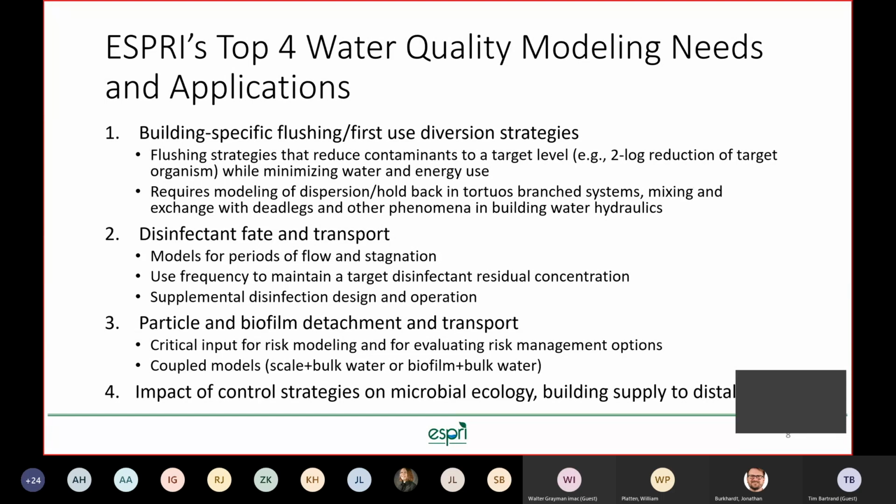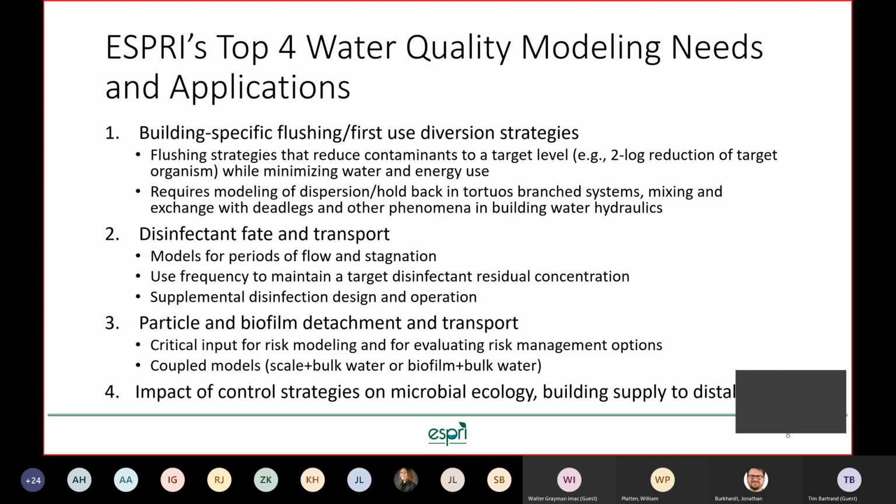There's a desperate need for modeling to figure out how to do that. The EPANET has been used to great effect in distribution systems to figure out how to maintain residual. That type of ask that Pennsylvania has now, and this is just a proposed rule, not a final rule, will absolutely require modeling and strategies. So disinfectant state and transport, particle and biofilm detachment and transport. You're going to hear us talk about that in a little bit.